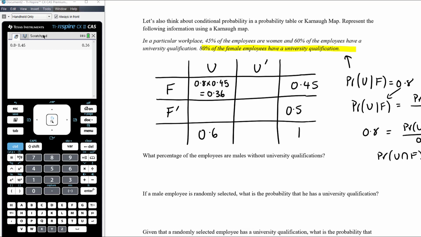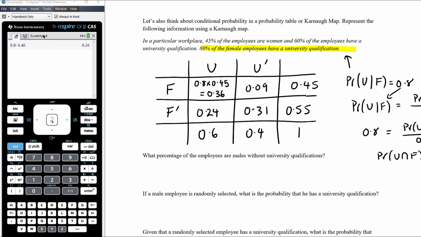So we must have 55% who are not females, 40% who don't have a university qualification. So if 0.36 plus something has to add to 0.45, that is 0.09 of the females don't have university qualifications. No, sorry, that's not true. 0.09 of the employees are females who don't have university qualifications. And then here we need 0.36 plus something to add up to 0.6, so that is 0.24, and 0.09, so that's going to be 0.31, and we should be able to check it adds up in the other direction, which it does, so everything's good.